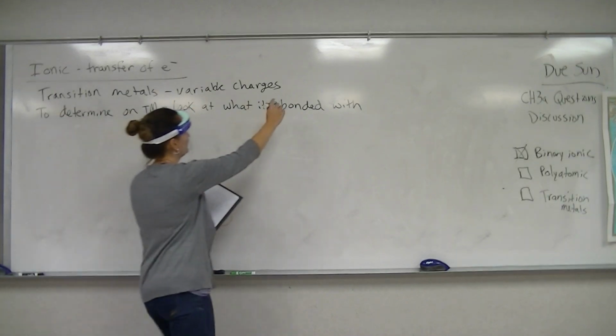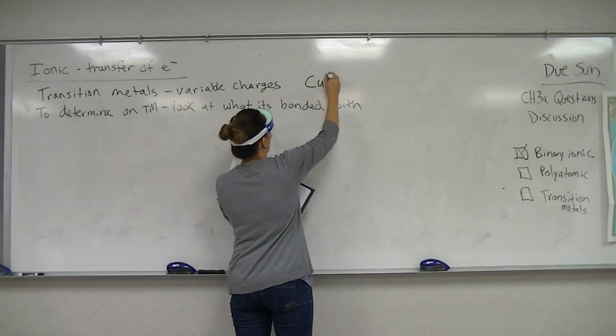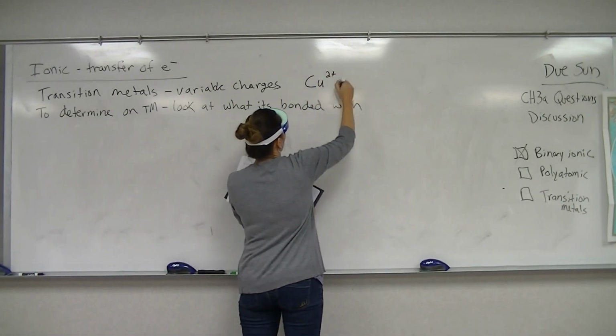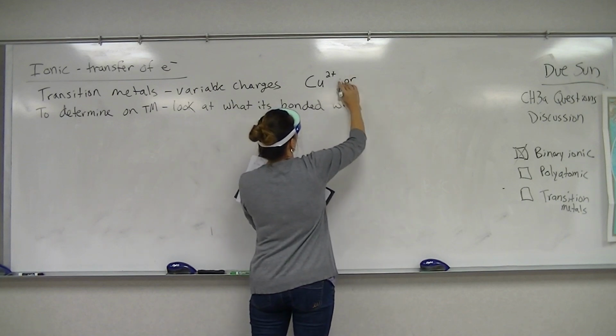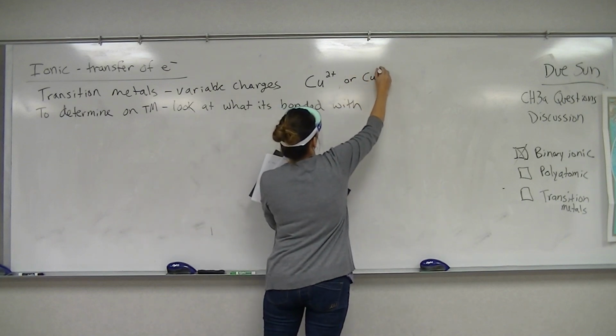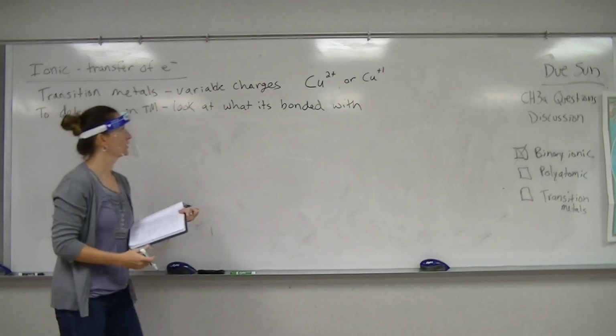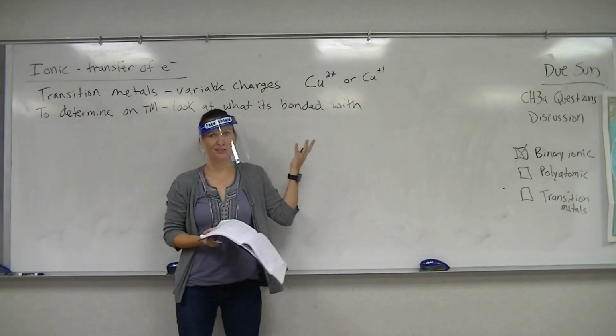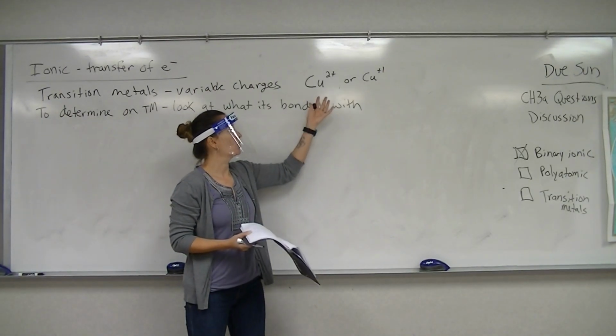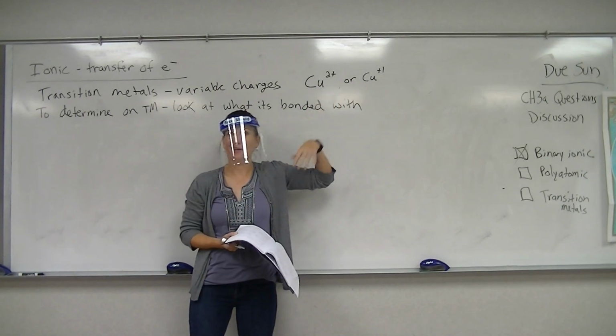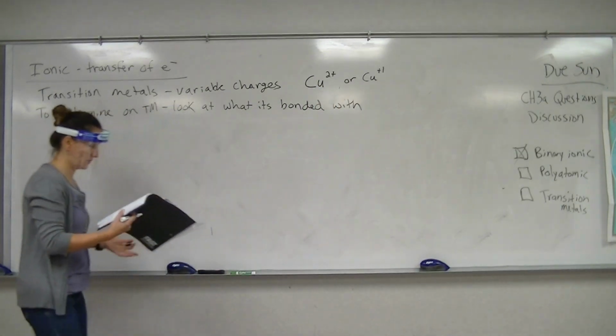Okay, so what I mean by variable charges, if I didn't explain that well, for instance, copper can have a 2+ charge, or it can have a +1 charge. So we need to figure out, okay, given this compound, given this chemical formula, which one are we talking about? Is it copper 1 or is it copper 2?